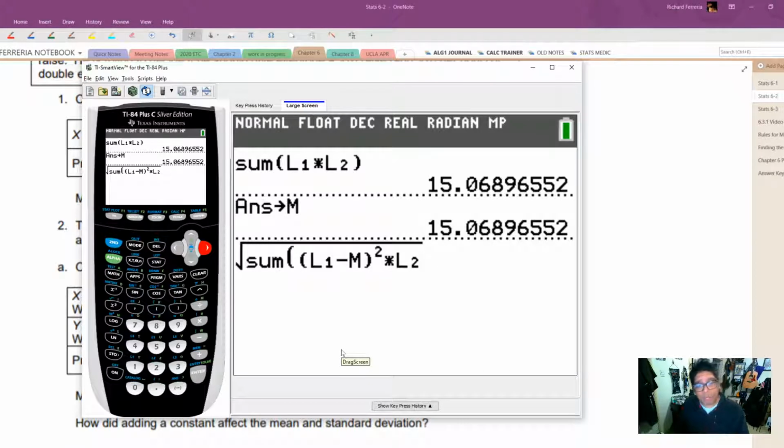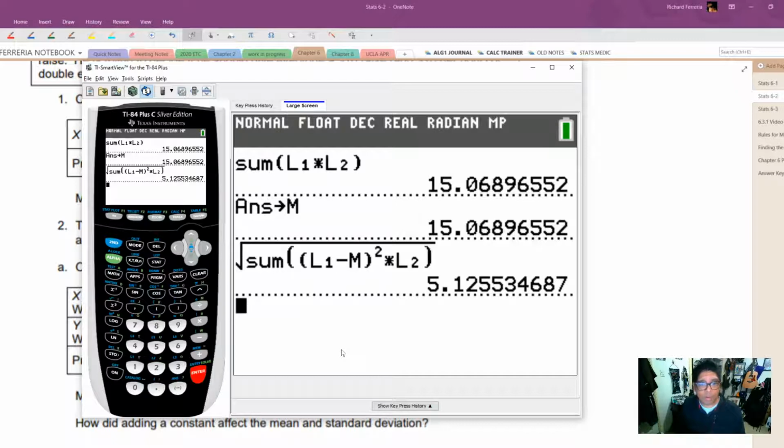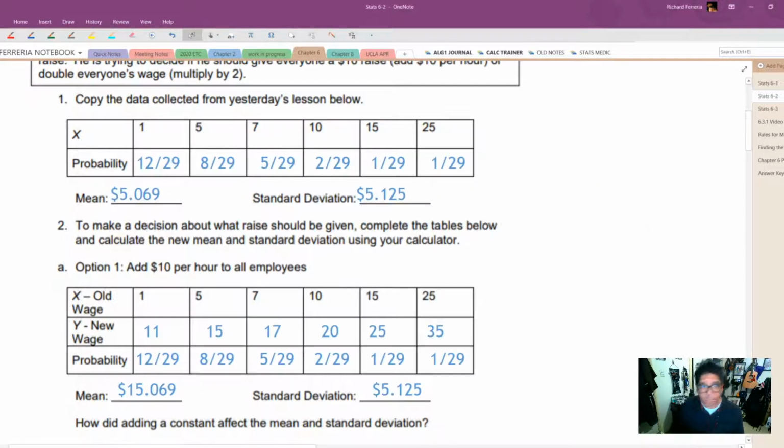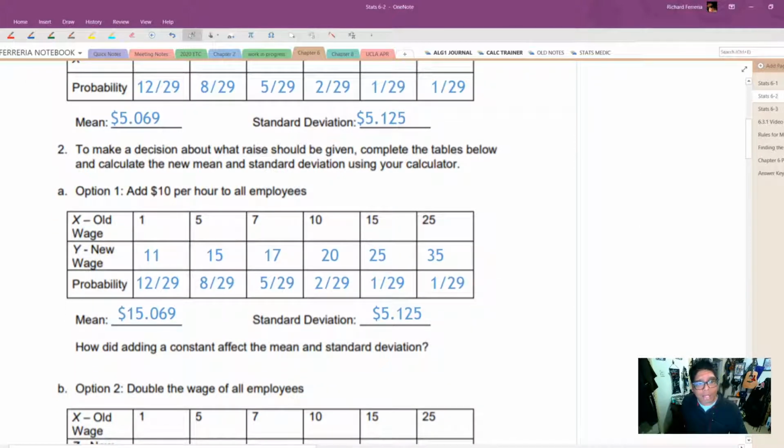So this should give me the standard deviation, 5.12. Coming back to the paper, I did realize that I made a mistake on the standard deviation before, but now it's corrected. The old mean was 5.069 and the old standard deviation was 5.125. And if we add 10, the new mean is 15.069 and the standard deviation is still 5.125.